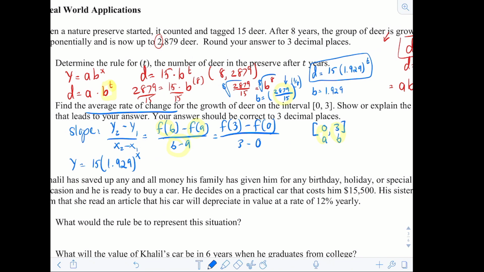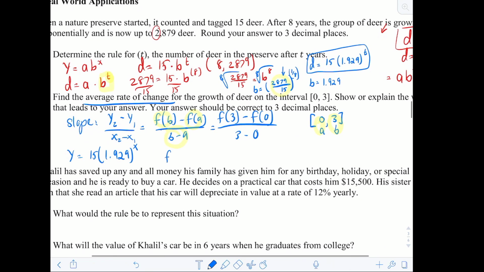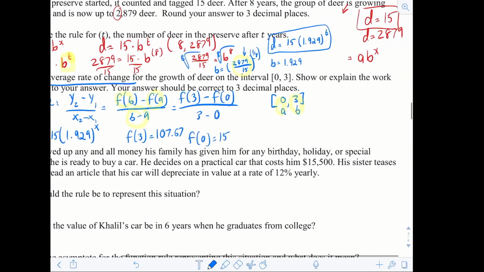So with this problem, I'm going to go to second table, and figure out what the value is at f of 3 and what the value is at f of 0. Well, f of 0 looks like it's going to be 15. And f of 3, let me just set my table set. My table set's at a weird value. And at 3, it looks like that's going to be 107.67.